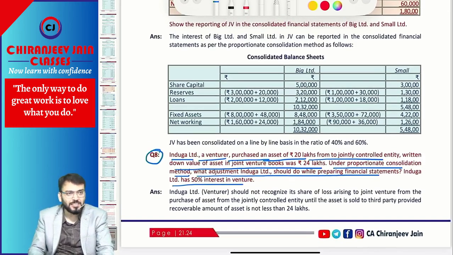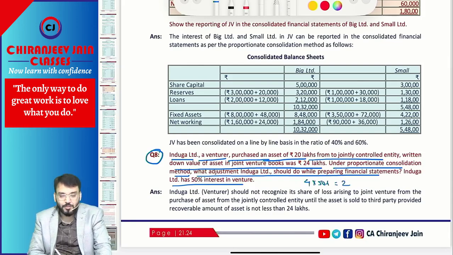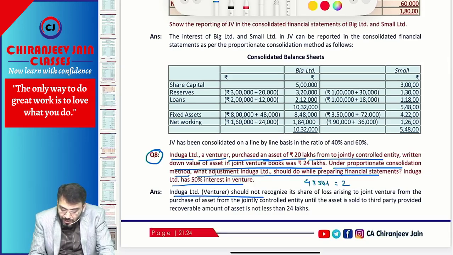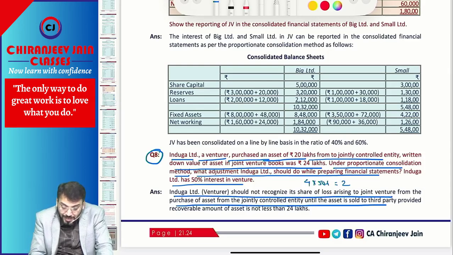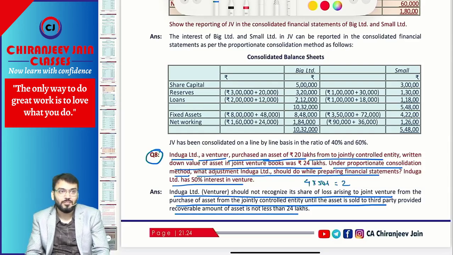So will they recognize their share of loss? What is the total loss? 4 lakh. Their share of loss is 2 lakh. Will they recognize their share of loss? No. What answer have they given? Induga Limited should not recognize its share of loss arising to the joint venture from the purchase of asset from the jointly controlled entity until the asset is sold to a third party, provided there is no evidence of impairment. Now you have understood this point. This question can come for 4 marks or as MCQs. So you can write it now.